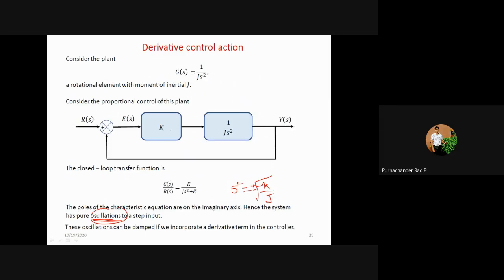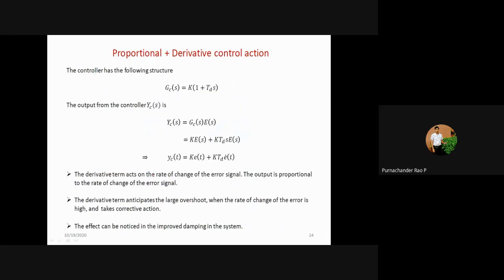And with derivative control alone, the system has only oscillations. The derivative means k into s. So here this is k plus TDS, a proportional and derivative control. It operates on the derivative term of the change of the error signal, and the output is proportional to the rate of change of the error signal. It takes some corrective action, and it will improve the system damping.